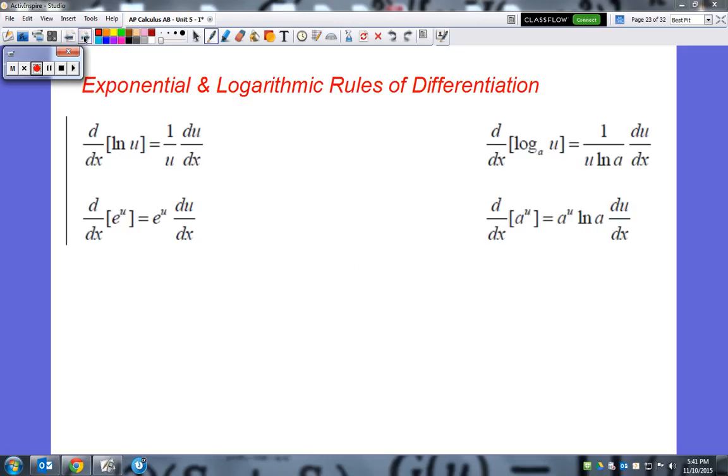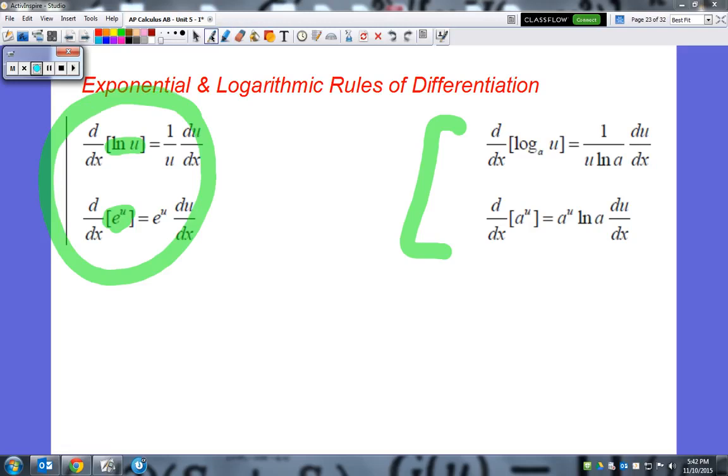Now here we go. Exponential and logarithmic rules. What we will do in this video are the following. We will do the natural log, and we will do the e to the u. We'll save these for the last video. Okay, so we're going to do these right here that I'm circling right now. These are the ones that we will include on this video here.